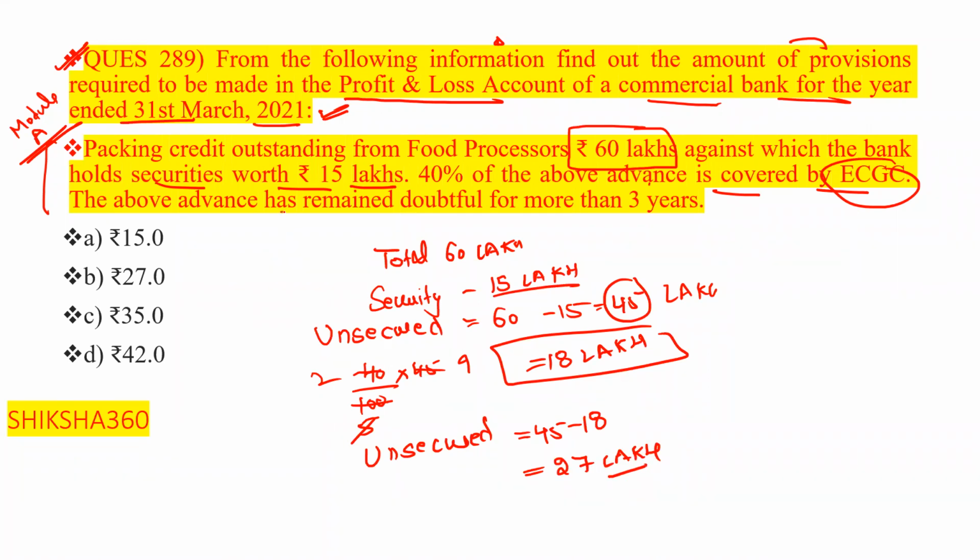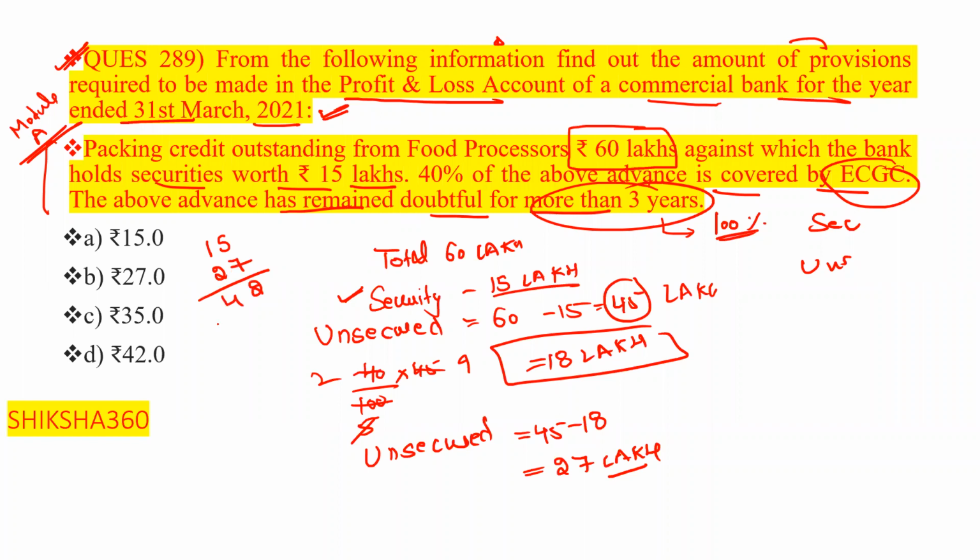And the above advance has remained doubtful for more than 3 years. Clear? If any advance remains for more than 3 years, it is to be doubtful. So 100% provisioning is to be done on the secured and unsecured. Here secured is 15 lakhs, so 100% provisioning on that also. And unsecured here is 27, 100% provisioning on that also. So it becomes 42 lakh. Clear? So this one is our answer.